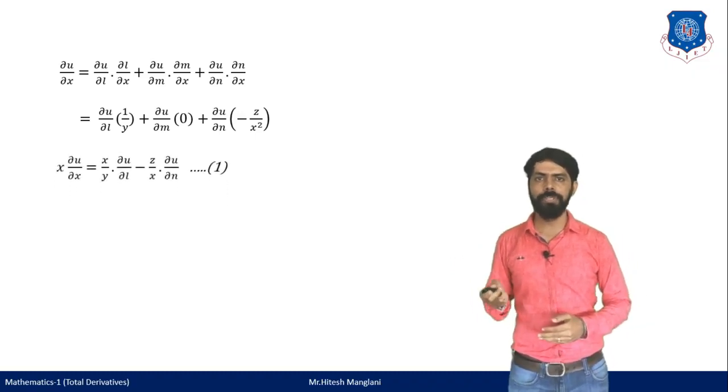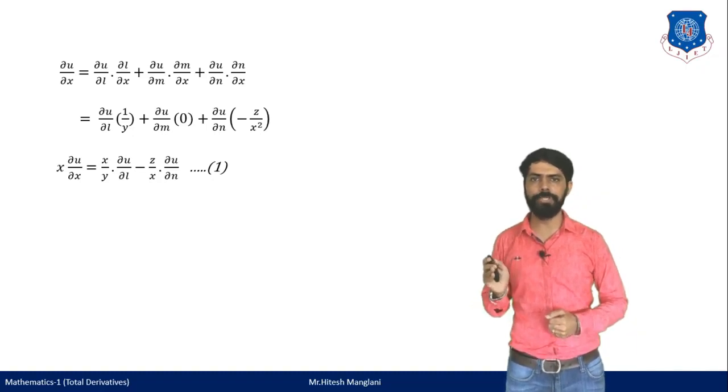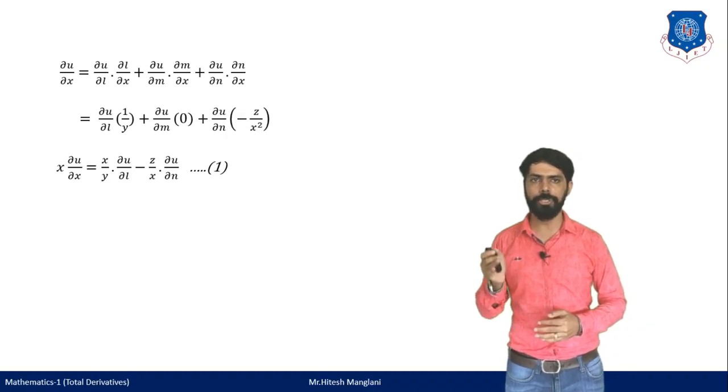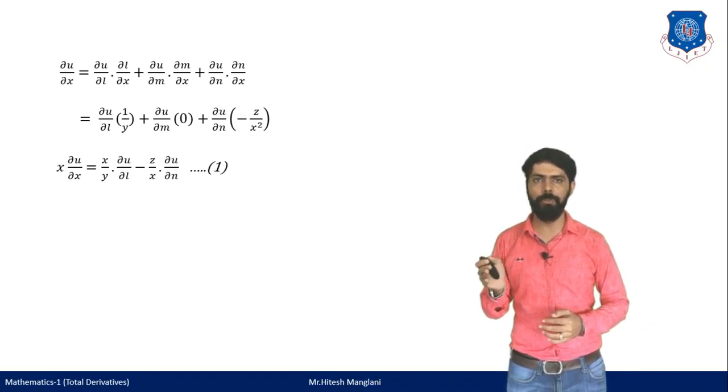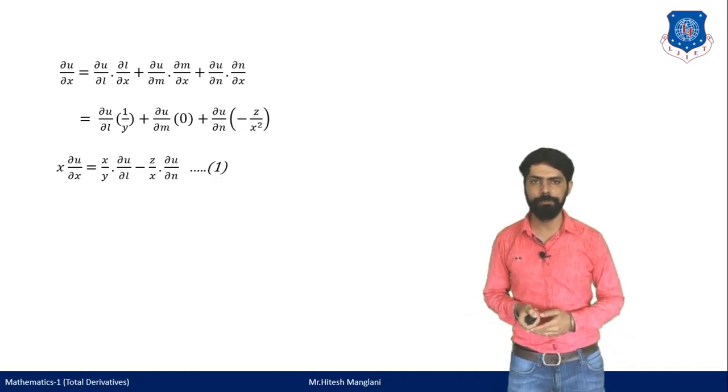This can be written as, if we multiply both sides by x, then x del u by del x is equal to x by y into del u by del l minus z by x into del u by del n, because x divided by x square will be minus z divided by x. So this is result 1.